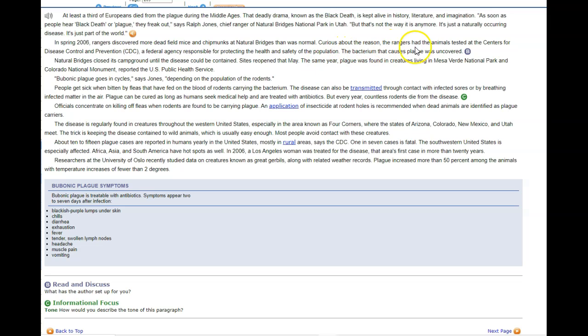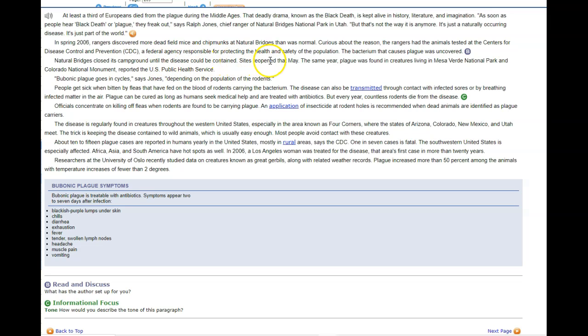Curious about the reason, the rangers had the animals tested at the Centers for Disease Control and Prevention, CDC, a federal agency responsible for protecting the health and safety of the population. The bacterium that causes plague was uncovered. Natural Bridges closed its campground until the disease could be contained.